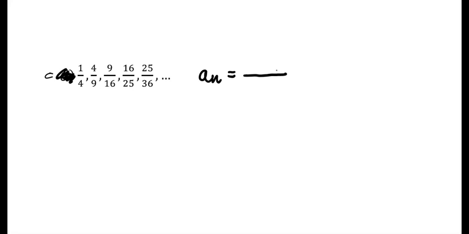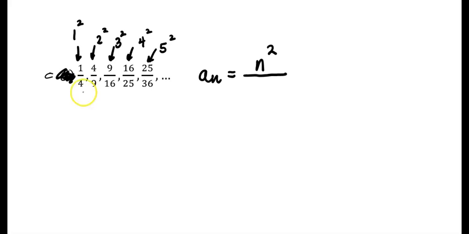Looking at the numerator, that's powers of n. This is 1 squared, 2 squared, 3 squared. So not powers of n, but more specifically squares of n. So the numerator will simply just be n squared, and I am starting my sequence at 1. The denominator looks like powers of 2 as well. This looks like 2 squared, 3 squared, 4 squared, 5 squared. So there's been a shift that's happened in the denominator.